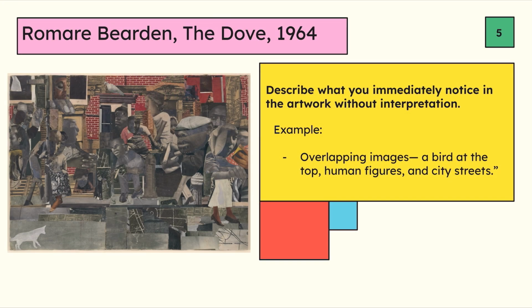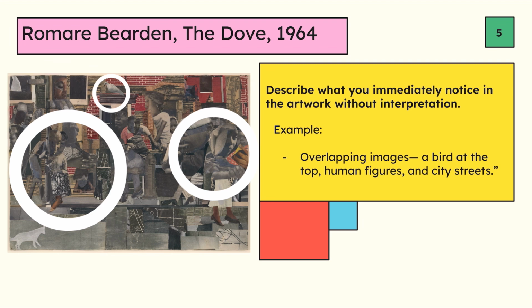I would start by describing what I immediately noticed in the artwork without previous interpretation of it. For example, I would comment on the fact that I see a lot of overlapping images. If I slow down and take a moment to really analyze the details of this artwork, I see a bird at the top, sort of overlooking everyone. I see some human figures doing different activities that seem a bit unclear based on how they're cut out, and overall what looks like a city street with buildings.